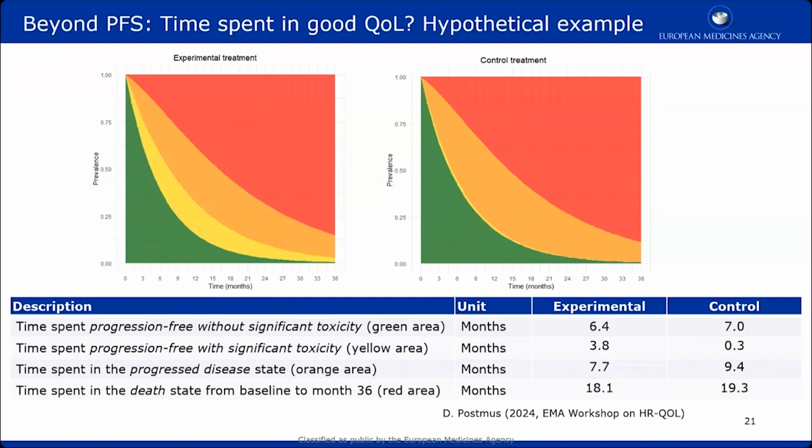So here in these two graphs of predicted survival, you see two drugs with rather similar overall survival. Perhaps the control arm has a slightly poorer overall survival, a bigger red area, if you want. But how to get there is very different. So in the experimental treatment, you get much more time spent in the yellow area, which is the one where patients are experiencing toxicity.